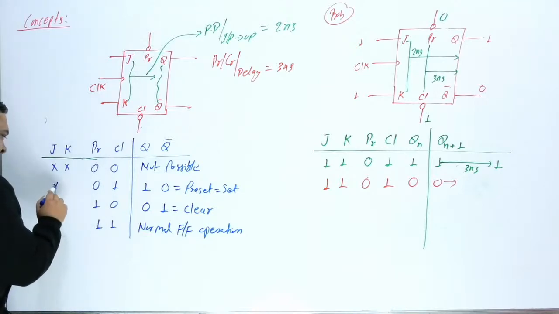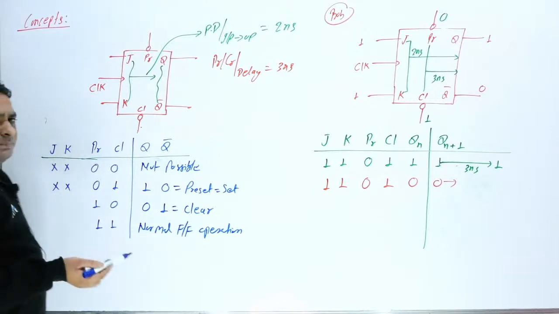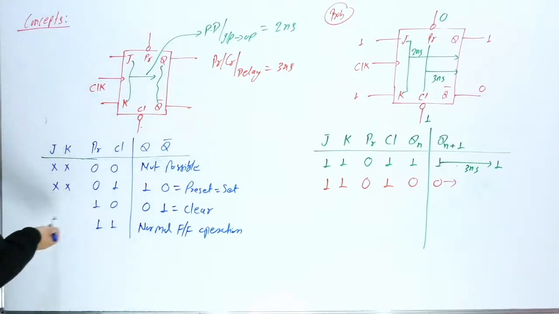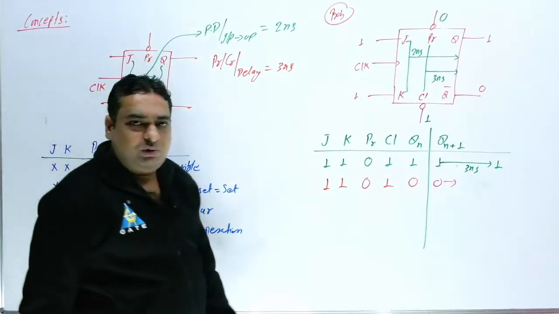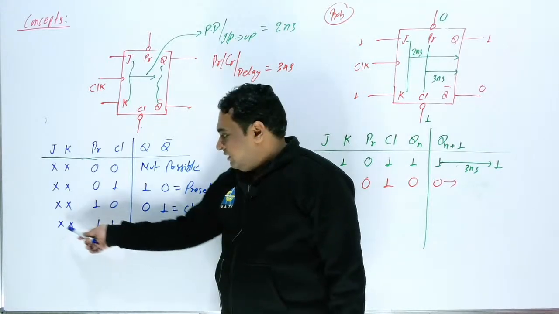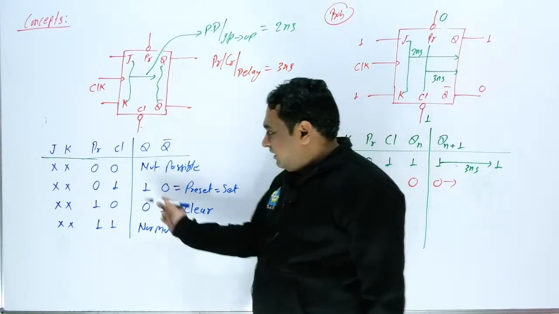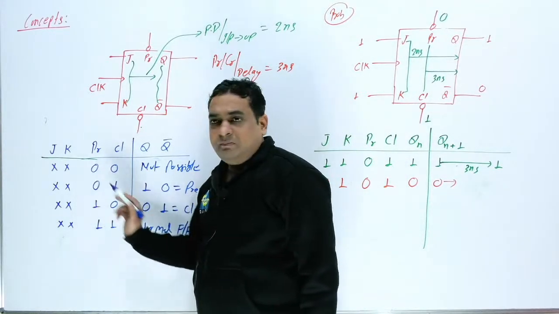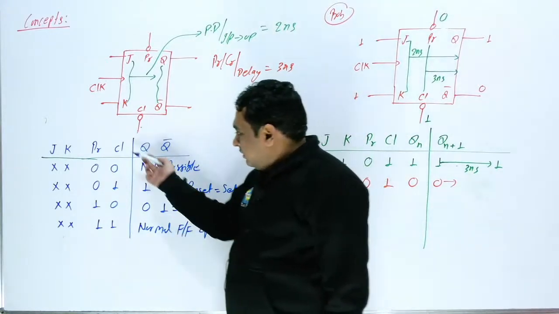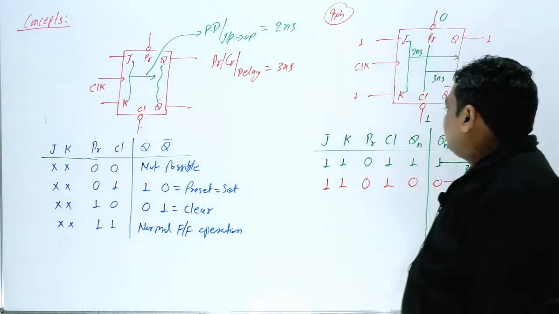For this 0 1, the input can be anything. Here this is not possible, so these two are not possible. Again here the input can be anything. For 1 1, the input can be anything. Now, according to the input, you will get an output. If this is 0 0, you will get output according to the input, because both are not operating. According to 0 1 you will get output, according to 1 0 you will get output, according to 1 1 you will get output. But if preset is working, the input will not decide the output. If clear is working, the input will not decide the output.